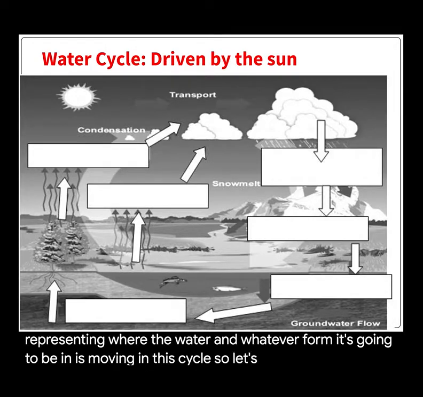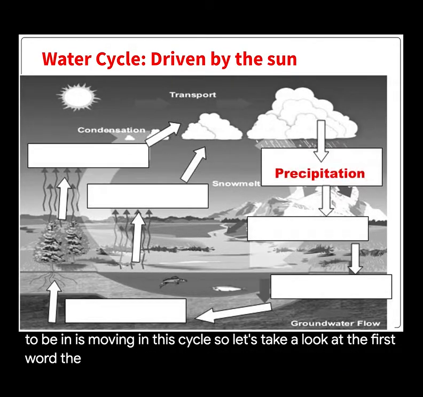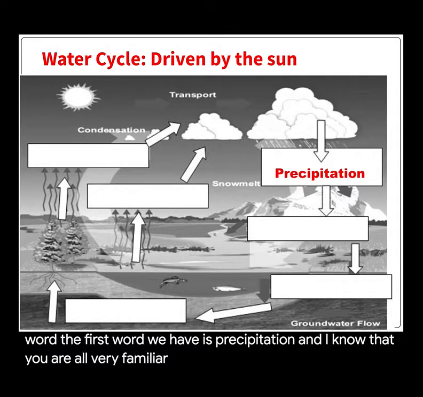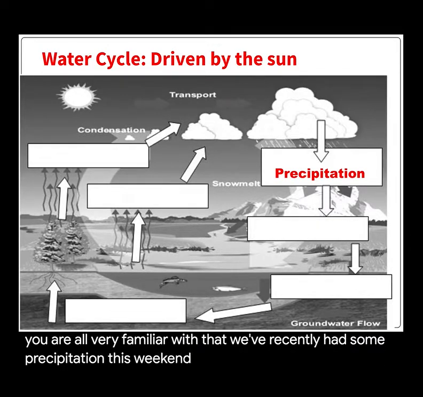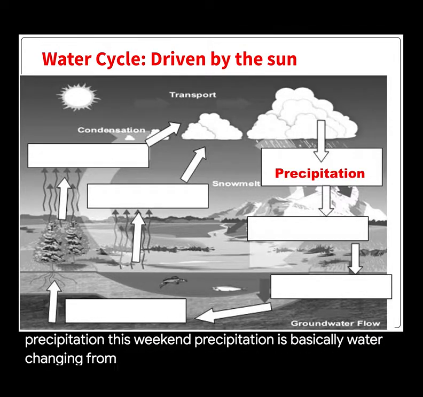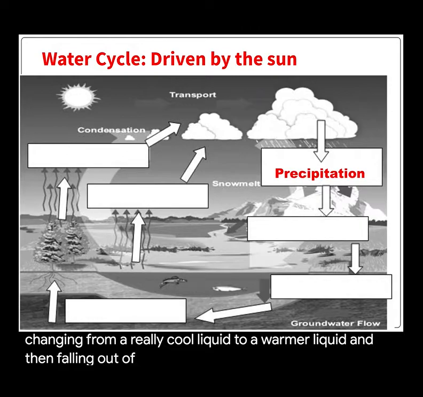So let's take a look at the first word. The first word we have is precipitation, and I know that you are all very familiar with that. We've recently had some precipitation this weekend. Precipitation is basically water changing from a really cool liquid to a warmer liquid and then falling out of the sky.